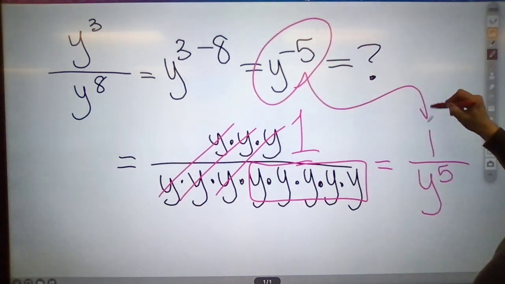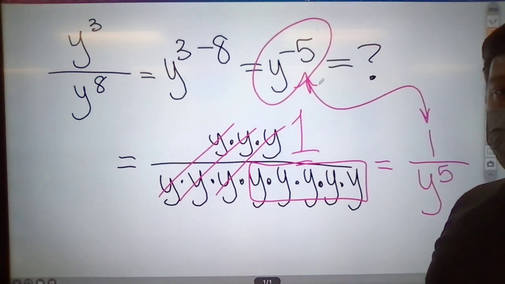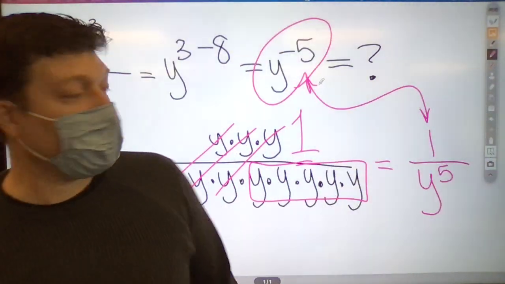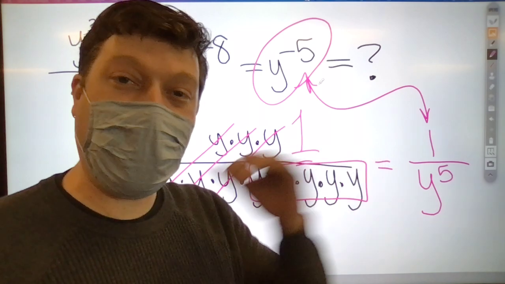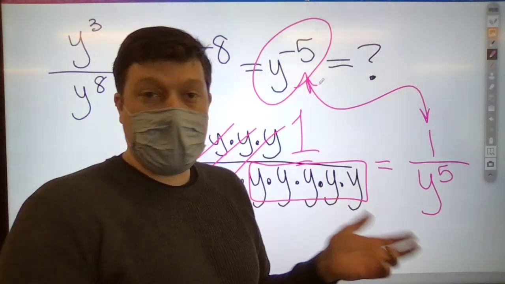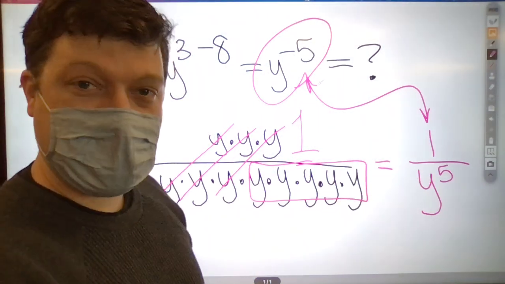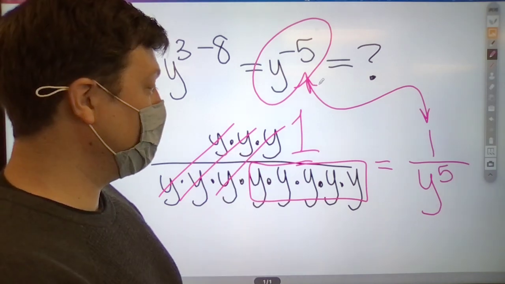These two things are the same. Whether you write a negative exponent or you write a flipped 1 over y to the positive 5 exponent, they are equal. That's a little more commonly accepted. This is still correct. Make your pick.